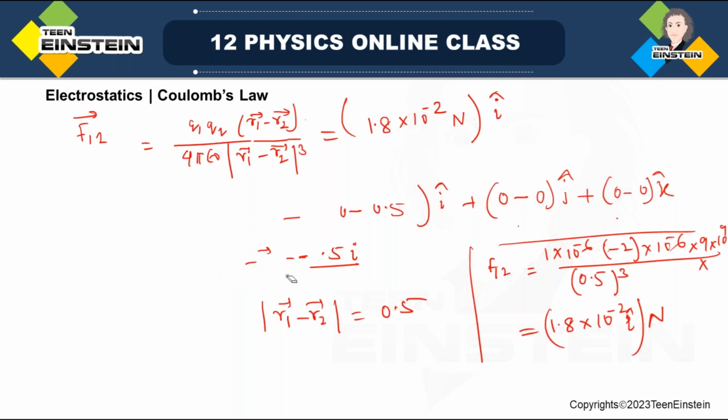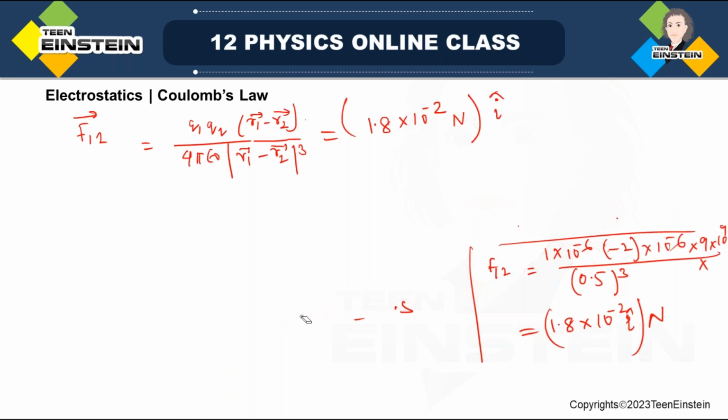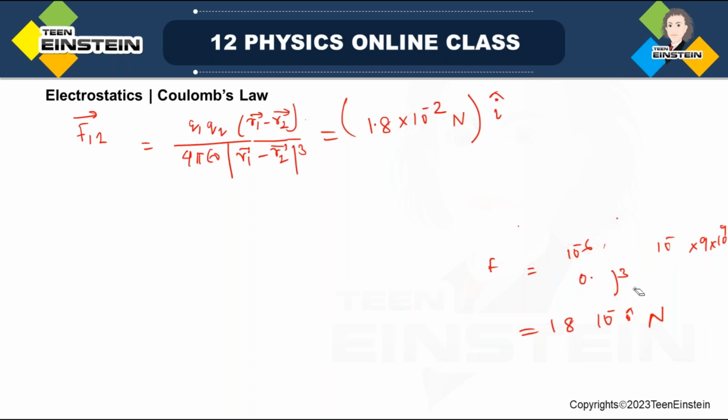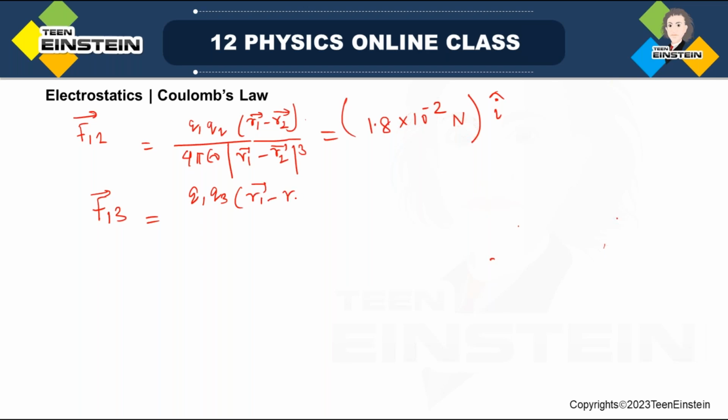Similarly, if we go for the other force, then also we'll just take care of these coordinates and find out the position vector and magnitude of that, etc. And for 1,3, if I do it in a similar way, I'll just write this one: Q1 Q3, this is the R1 vector minus R3 vector, divided by 4 pi epsilon naught, modulus of R1 vector minus R3 vector cubed.